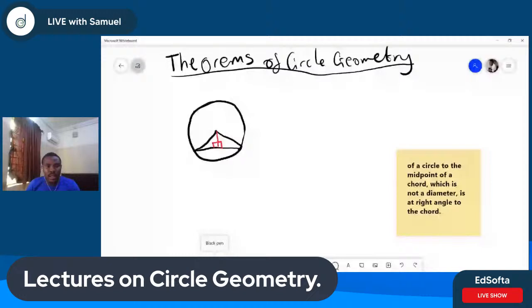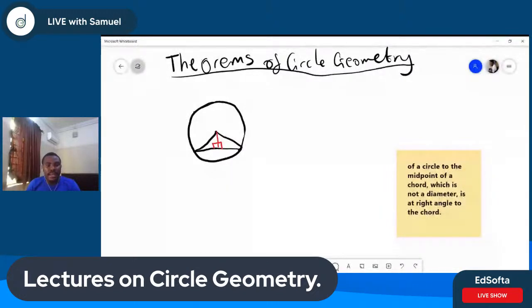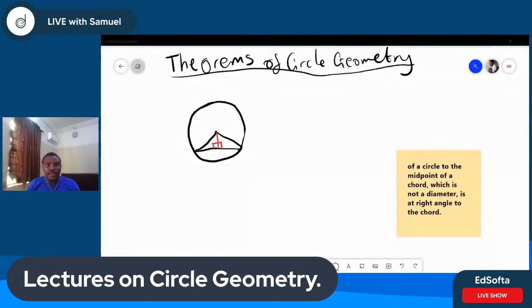This theorem is telling us that this line is at angle 90.